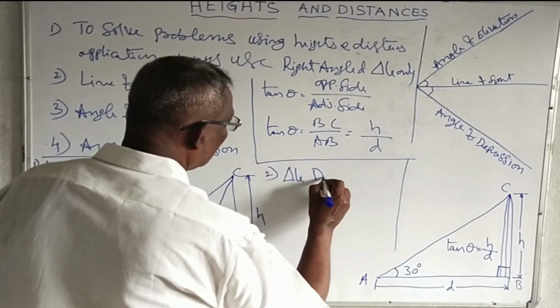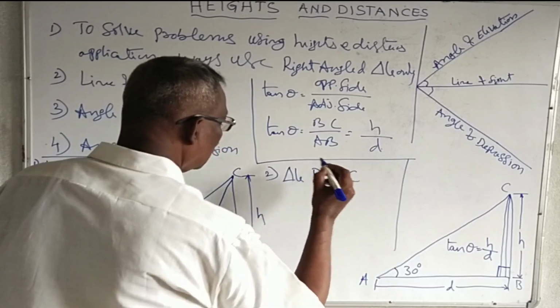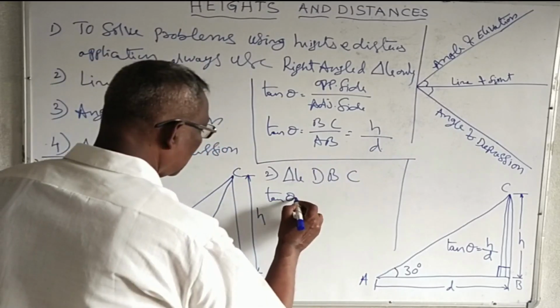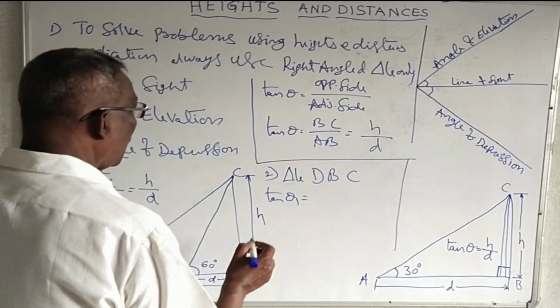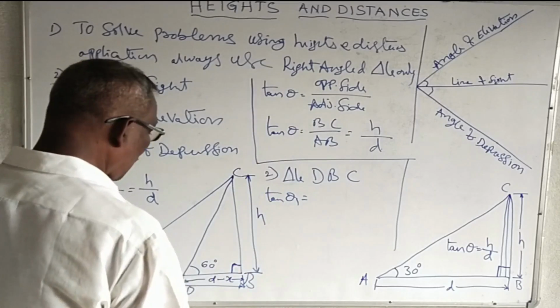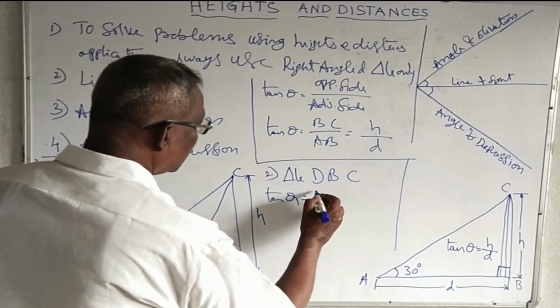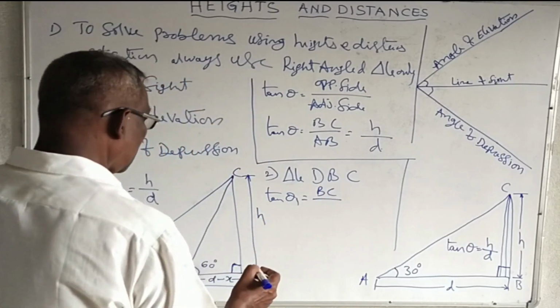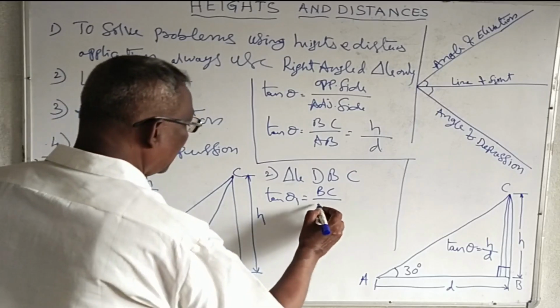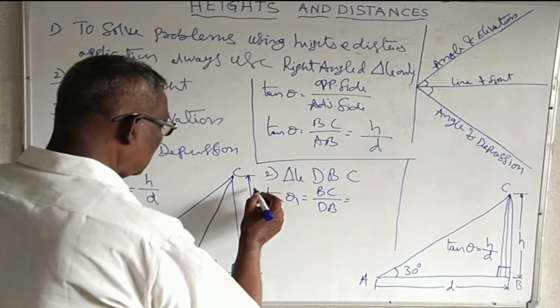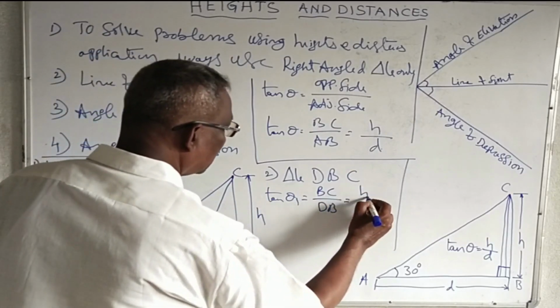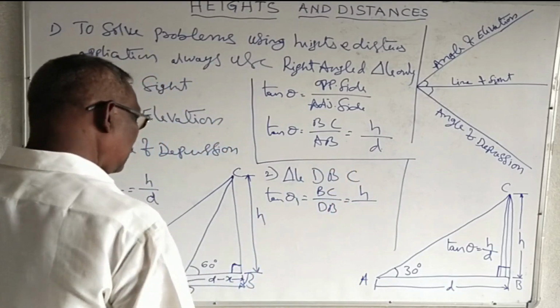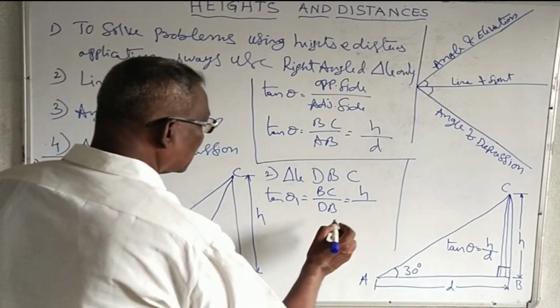Triangle DBC. Tan theta 1 is equal to opposite side by adjacent side. What is the opposite side here? BC. And what is the adjacent side here? DB. That is, BC, the height of the tower, by DB, that is D minus X.